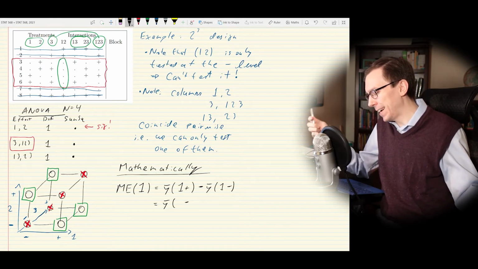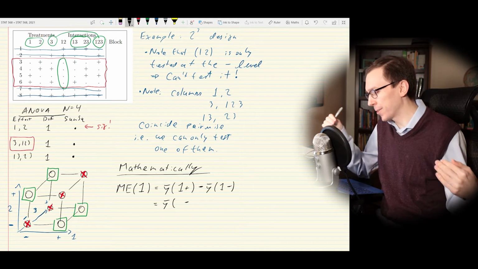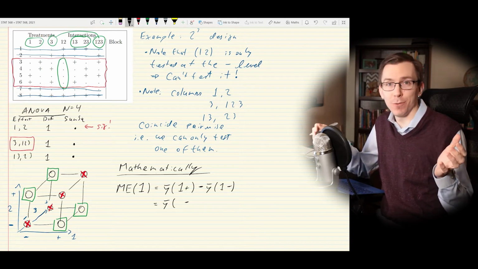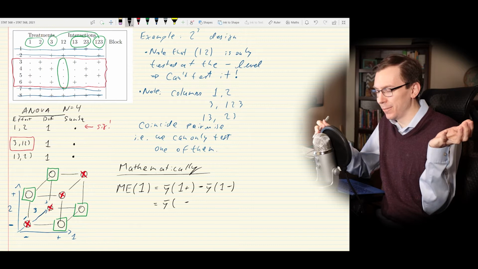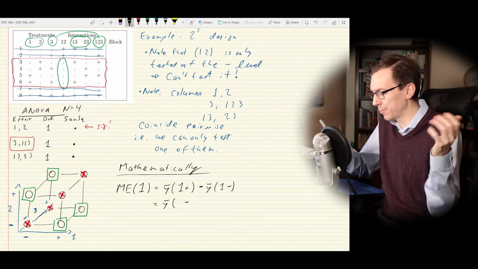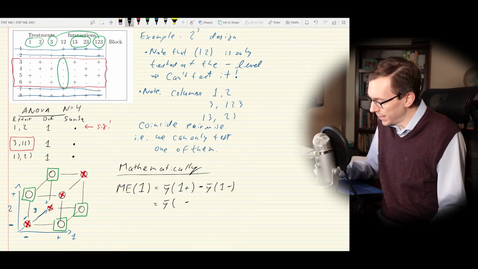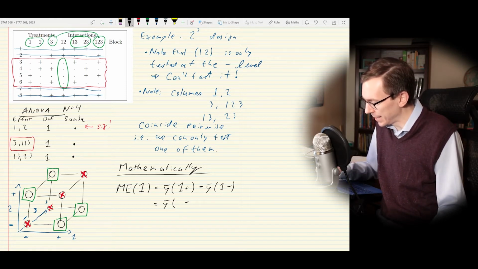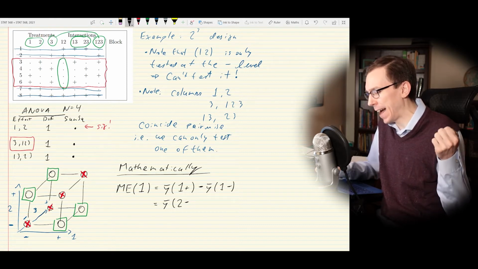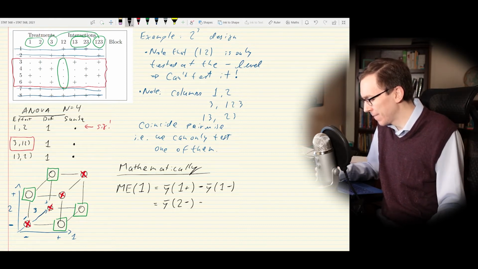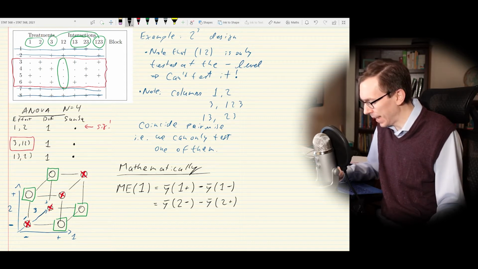So the idea now is if I want to compute the main effect for factor 1, it's just going to be the average of when 1 is equal to plus, which is observation 5 and 6, and when 1 is equal to minus, observation 3 and 4. Well, this is equivalent to looking at the average of the observations where factor 2 is equal to minus and when factor 2 is equal to plus. And this just happens to be the negative main effect for 2.